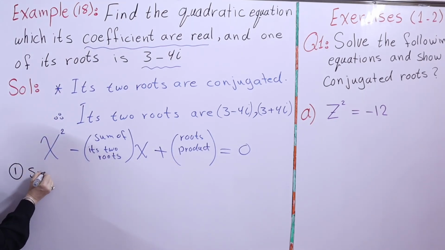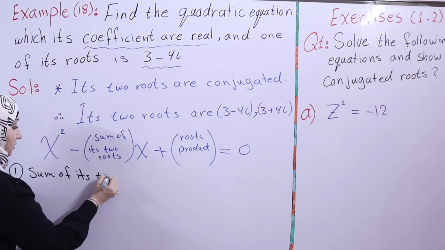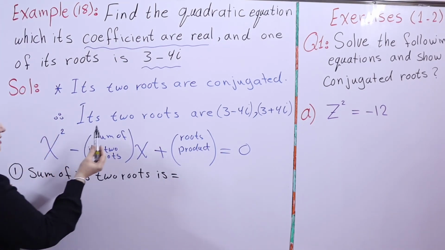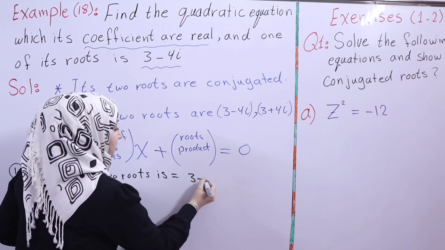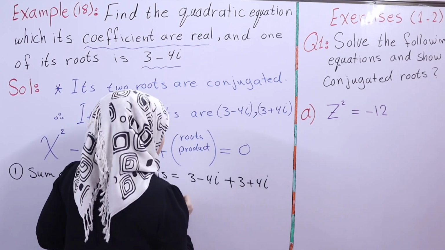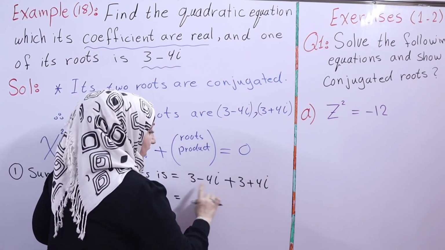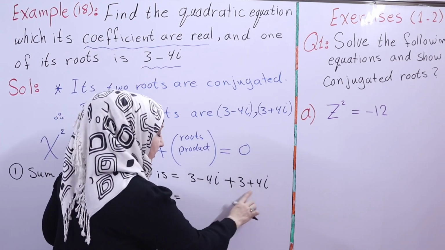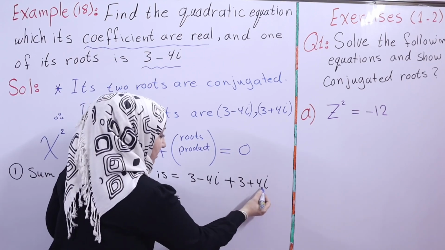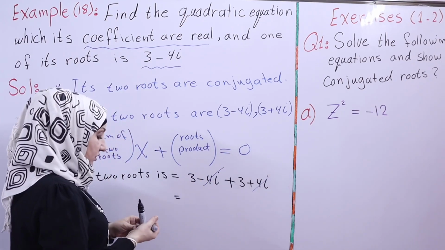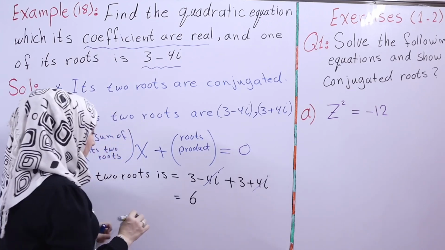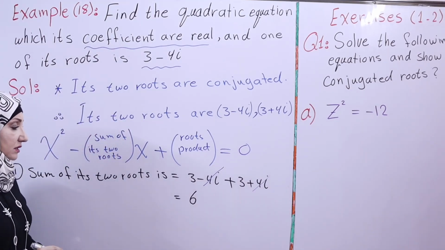First, the sum of its two roots is the first root, 3 minus 4i, plus 3 plus 4i. Notice I did not use brackets because we have addition, which does not affect the signs, so I left it without brackets. Now we can simplify. We see that we have positive 4i and negative 4i, which equal 0. So it remains 3 plus 3 equals 6. So the sum of the two roots is 6.